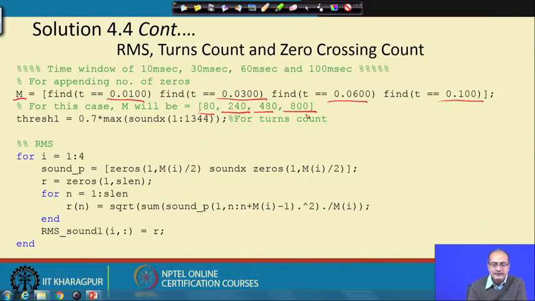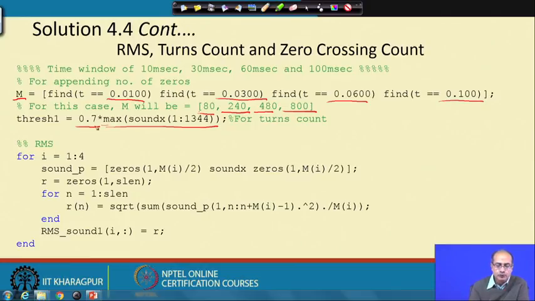Now, we take some threshold for turns count, that whatever is the maximum value within this interval, we are taking 0.7 of that. Okay. That is the threshold taken for the turns count. We have already explained why we take that threshold, to give it immunity from the noise. So, the threshold should be bigger than the noise pedestal. So, through experiment that value is taken.